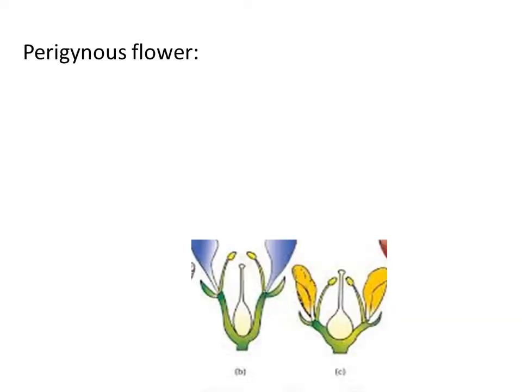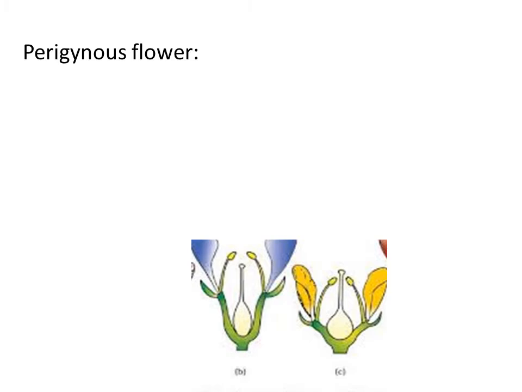The second type of flower is perigynous flower. So what do you mean by perigynous flower? In case of perigynous flower, the position of the female reproductive unit is almost equal with the position of all other three whorls of the flower. You can just observe in the diagram. The first as well as second diagram show the perigynous condition of the flower.